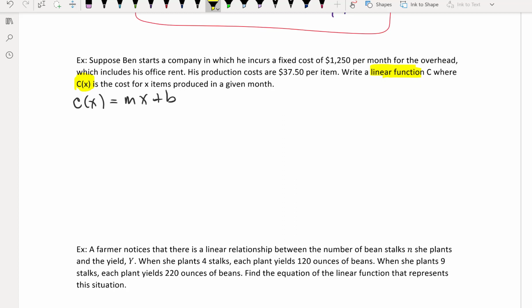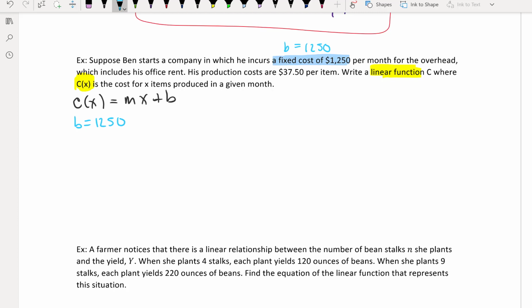So you want to look at our vocabulary here. If it says fixed cost, well, fixed cost is kind of like your initial amount. That's not going to change. So that's going to be your B value, okay? So that's going to be $12.50. No matter what, even if I don't produce anything, I'm going to have to pay $12.50 for rent. So now I know that my B value is going to be $12.50.